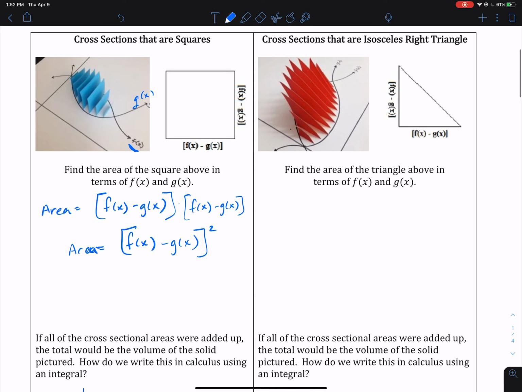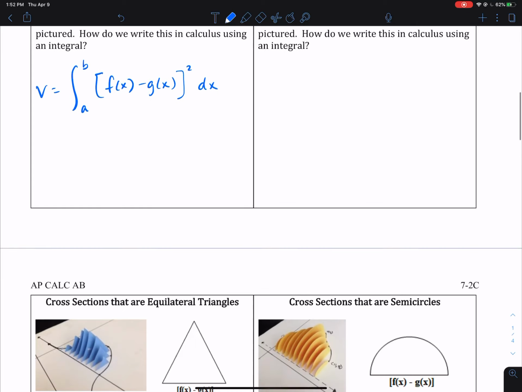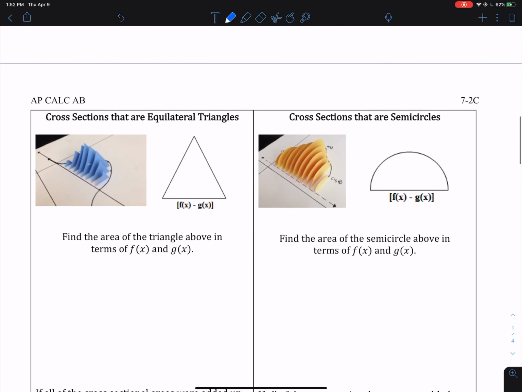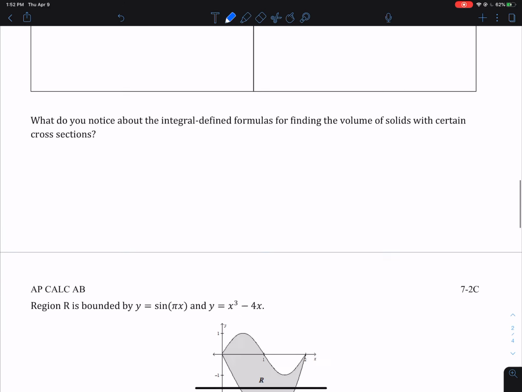Okay. So for each of the remaining geometric figures, go ahead and find the area of the shape that's given using f of x and g of x. Then find me the integral to find the volume for the rest of the remaining ones. And then we'll go into the problem below.